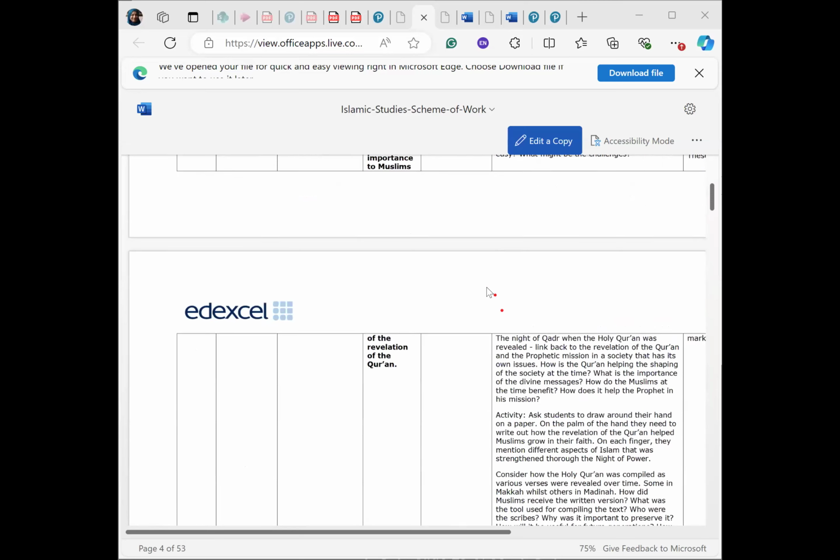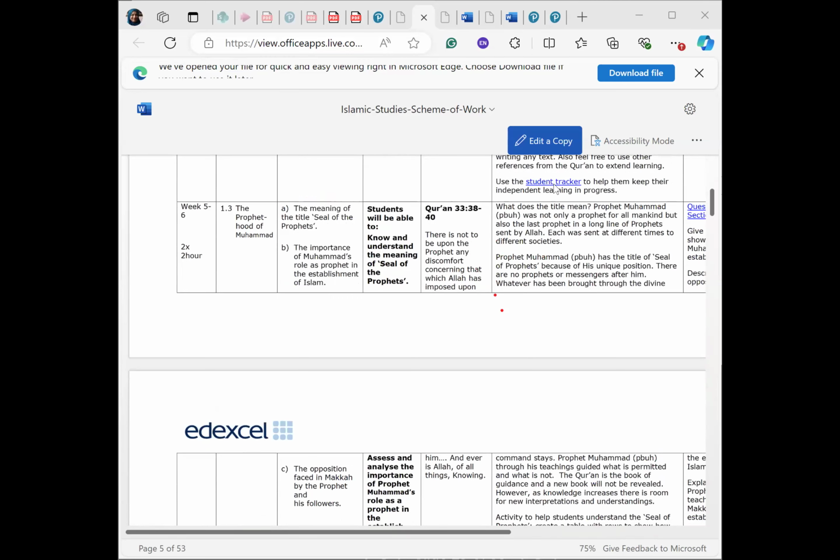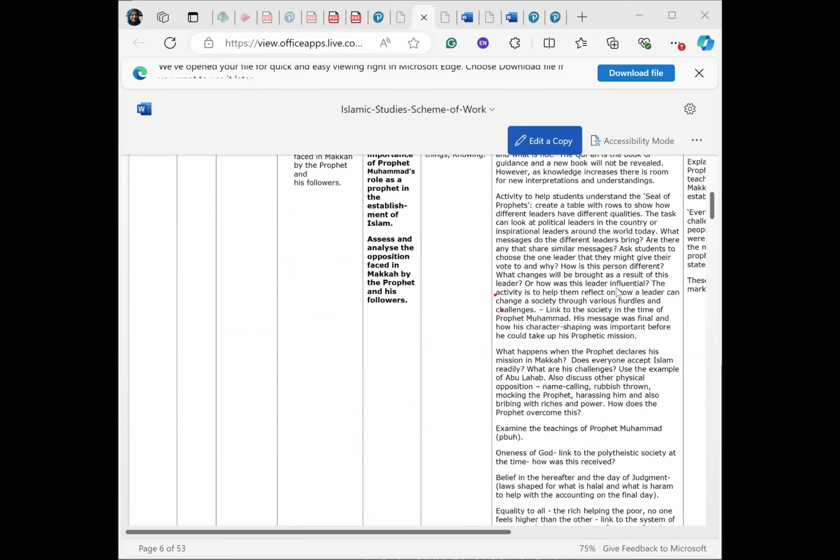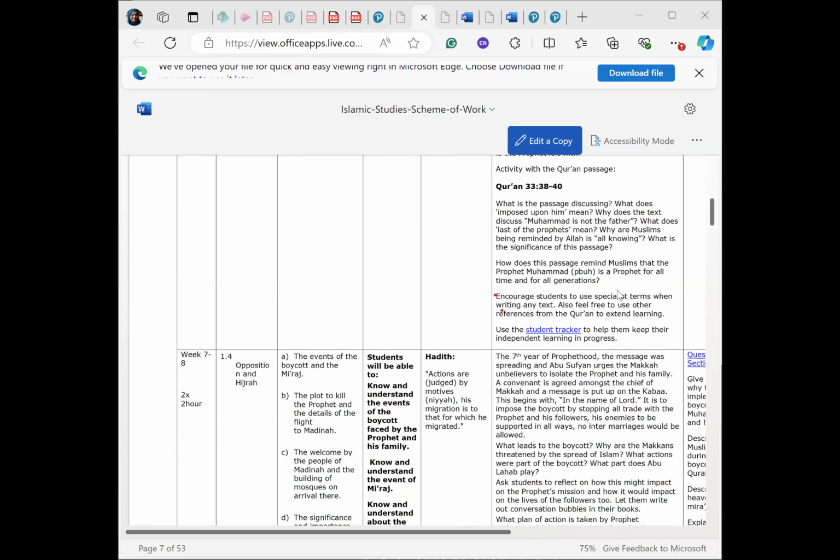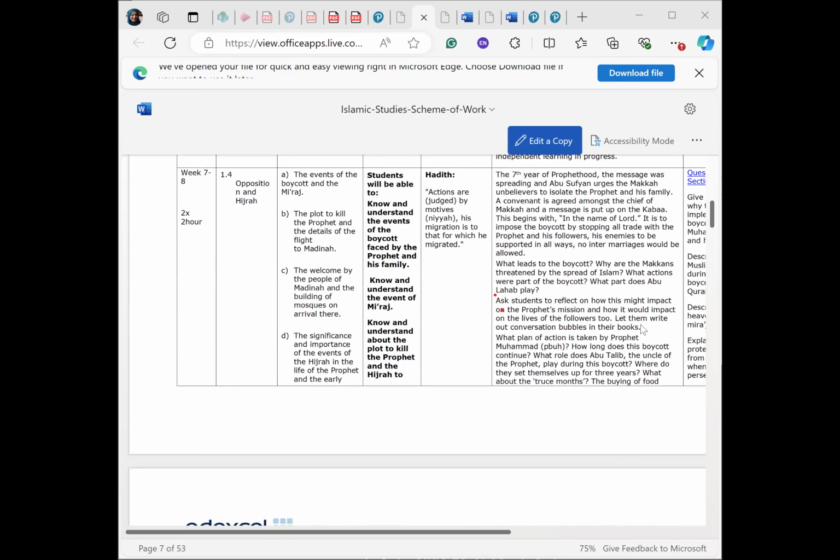And again, here, you can see the student tracker is being used here. So use that. These are all different techniques for you to support your students and move forward with them. And if we move on to Hijra, you can see students to reflect on how this might impact on the Prophet's mission and the lives of the followers, to let them write out conversation bubbles in their books. So they can pretend to write out some words from the followers in bubbles. And this way, they're actually engaging with what's happening with the migration as well.